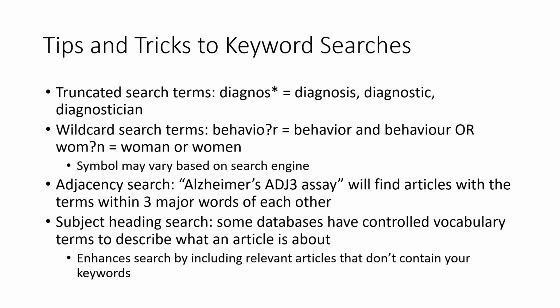You can also do a subject heading search, and this is available in some databases where they have controlled vocabulary terms to describe what an article is about, and this enhances your search by including relevant articles that don't contain your keywords but are still in kind of the same subject. So it can help you find things.